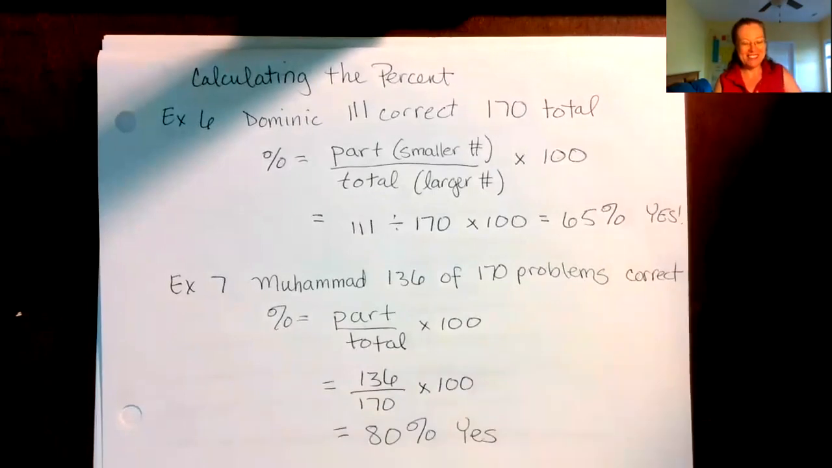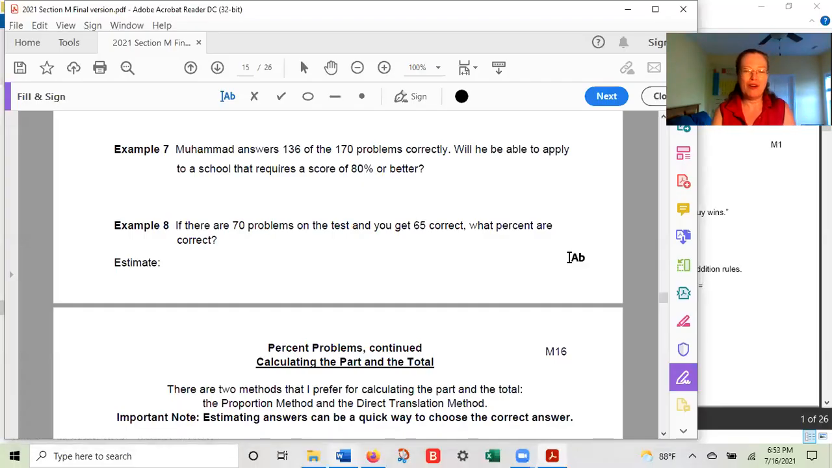Let's go ahead and check out what the next problem is. Got one more example problem just to show how the wording can change. So your job is to be able to recognize what type of problem it is, what it's asking for. So in example 8, if there are 70 problems on the test and you get 65 correct, what percent are correct? And on this one, I thought we'd do an estimation. I couldn't really estimate in the last problem, trying to figure out is it 65 or 80%? But this one, I'm hoping you will.